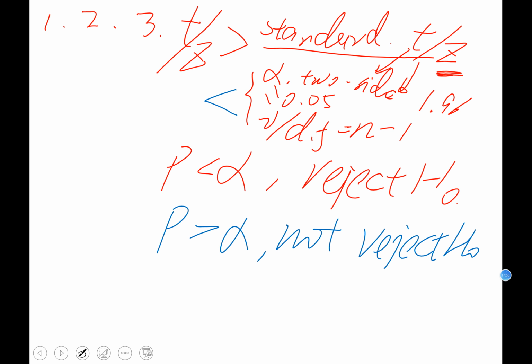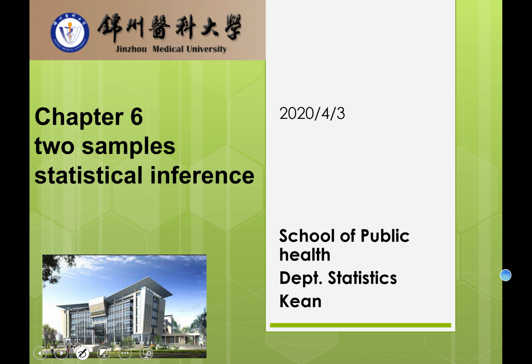It's not one sample test anymore because we have two given samples without a given population. So we call it two samples statistical inference. That means in chapter 6, we will learn some methods used for statistical inference of two samples. So that means there will be no given populations in the question.